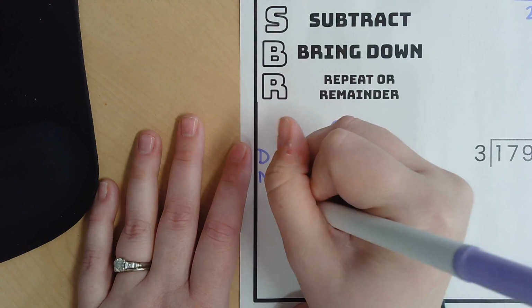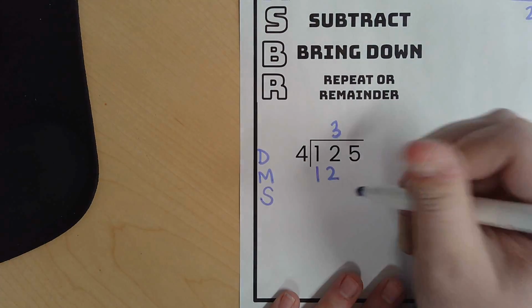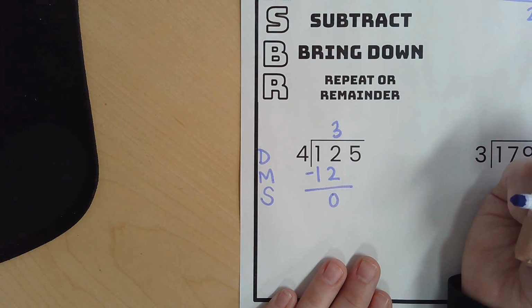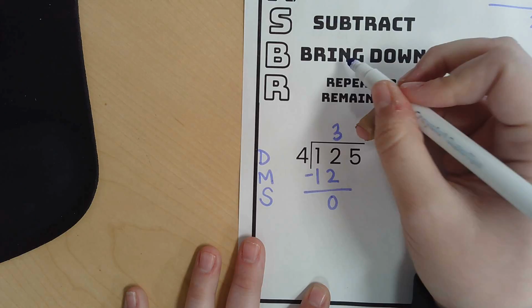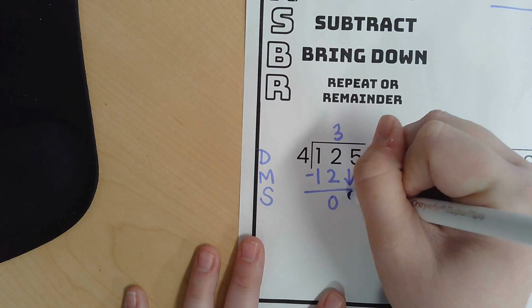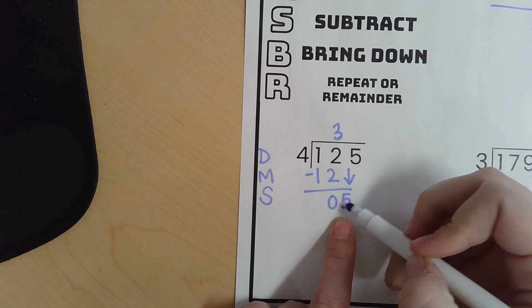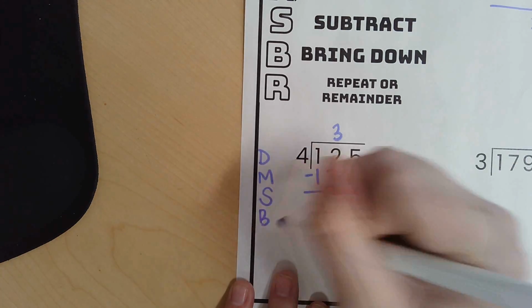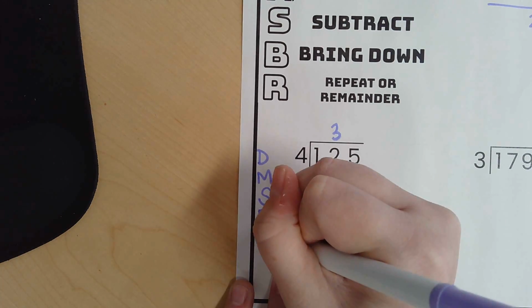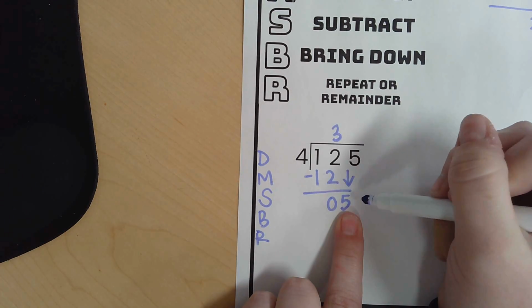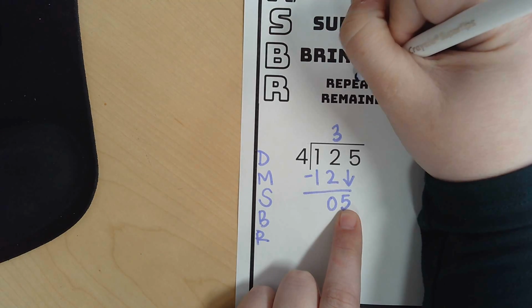My next step is to subtract. 12 minus 12 is 0. So now I'm going to bring down the 5. Now we have to decide: either it's a remainder, or it still could be repeated, right? The repeat means that we're going to divide again.